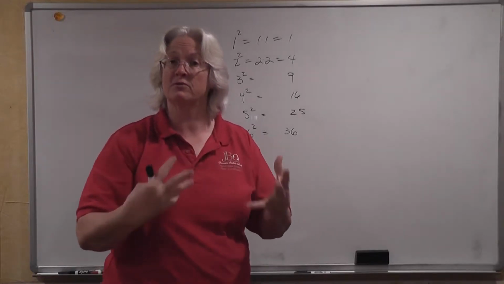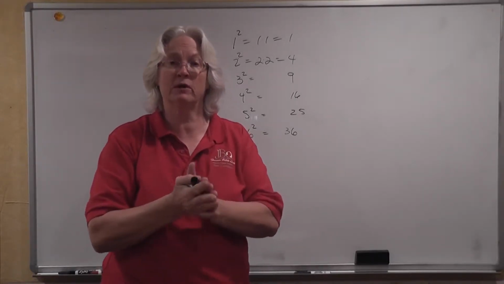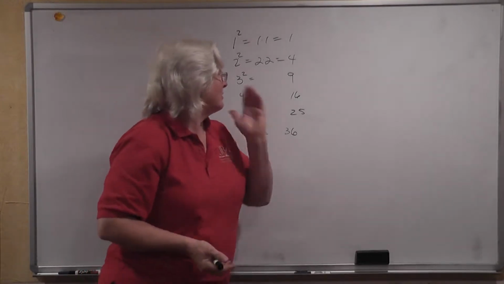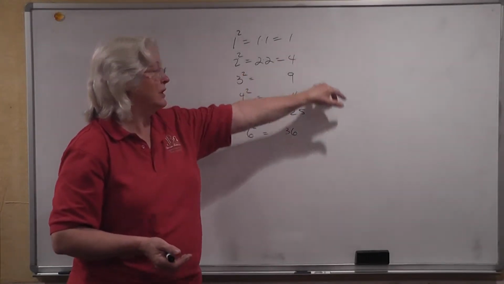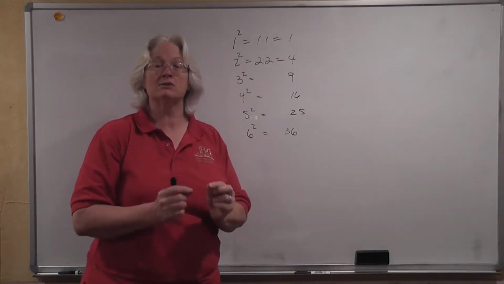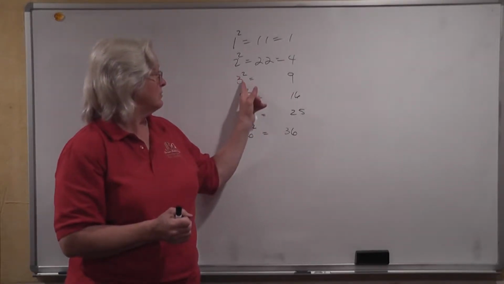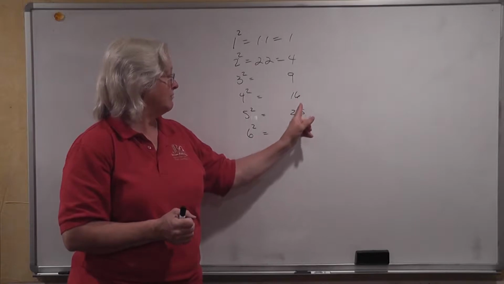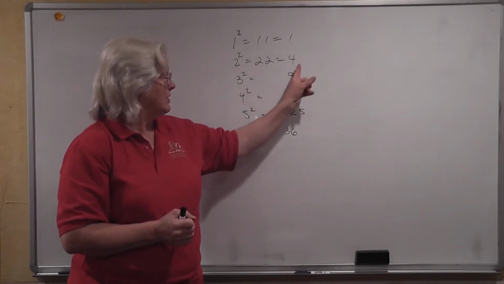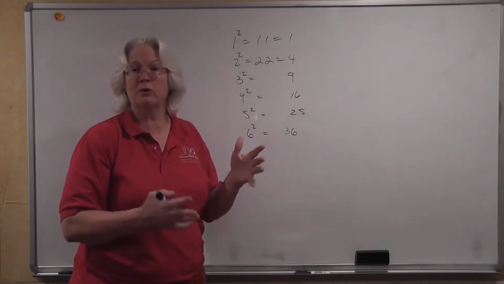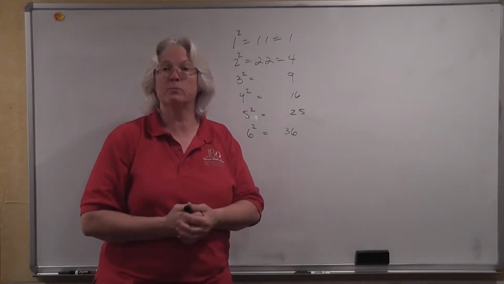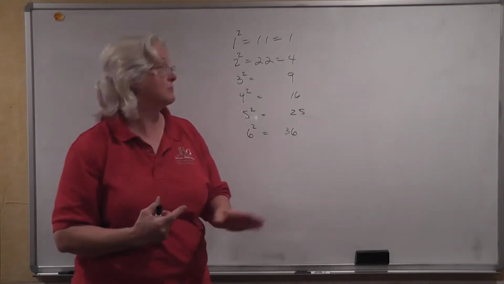You know, just the first few numbers, if you can remember them, memorize them, it will make your life a little bit easier. These are what we call perfect squares. They come out to be a regular whole number. But if we took 3.5 times 3.5, it's not going to be a whole number.